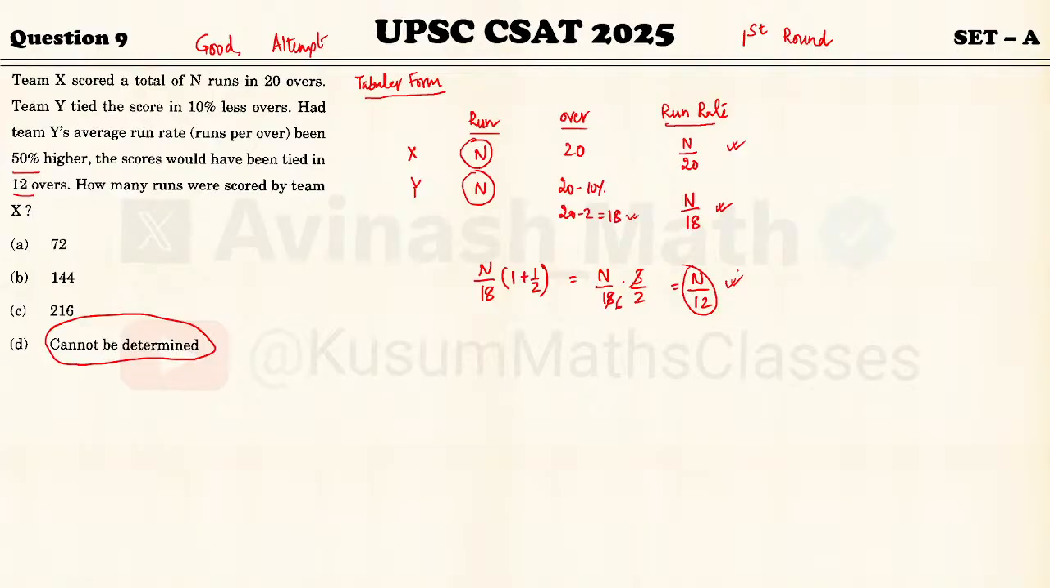So it is clearly visible that n will be achieved in 12 overs. So this statement is right. But can we get the value of n? No, there is no data given in the question. So the value of n cannot be determined. Right? Clear now? So n cannot be determined. So the correct answer is D.